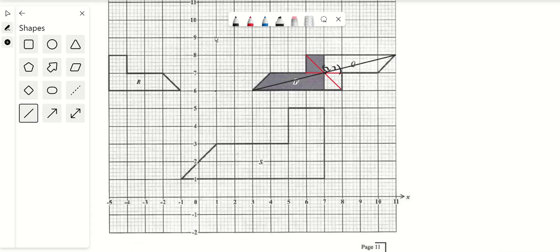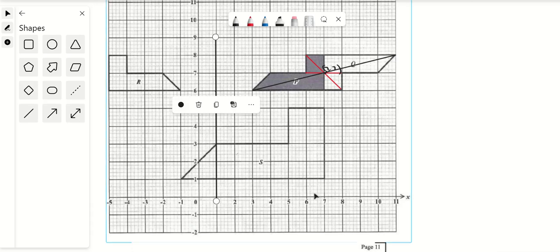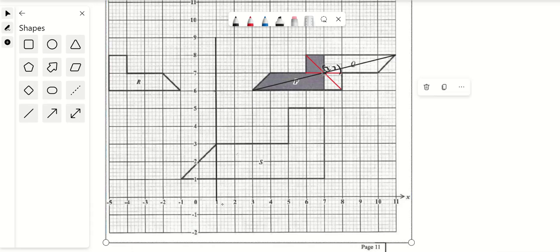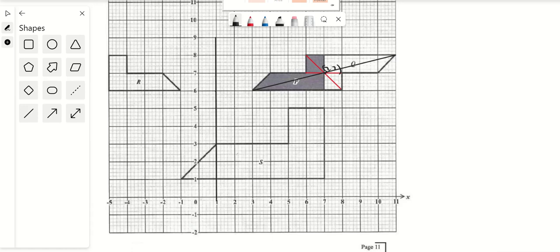Right, if we were to draw this line here, my mirror line would be x is equal to, what? x is equal to 1. So this mirror line is x is equal to 1. For reflections, all you need to find out is the location of your mirror line.